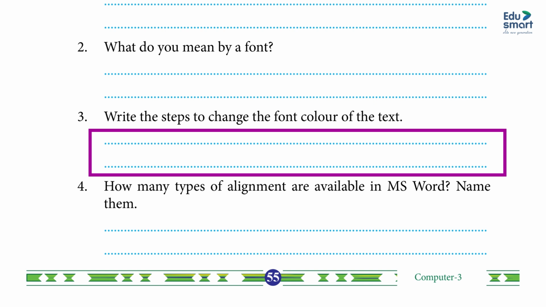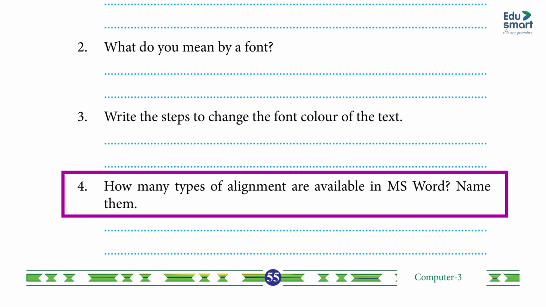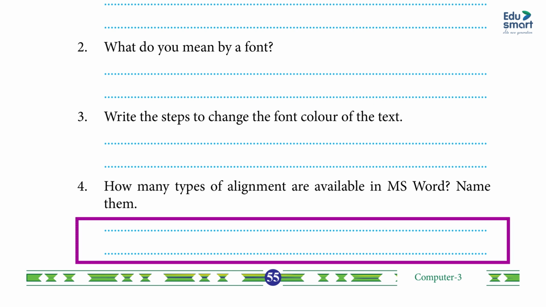4. Your color choices are not limited to the drop-down menu that appears. Select More Colors at the bottom of the menu to access the color dialog box. Choose the color you want, then click OK. 4. How many types of alignment are available in MS Word? Name them. Answer: There are 4 alignments. Left align, center align, right align and justify align.